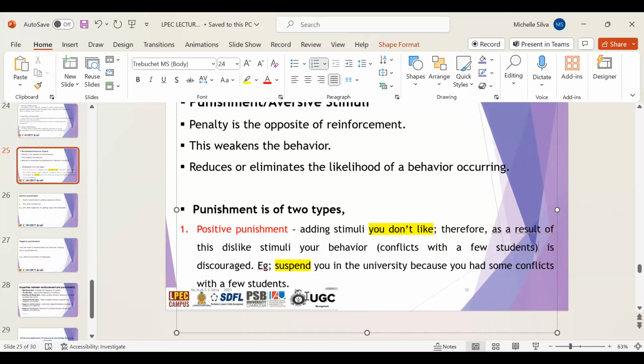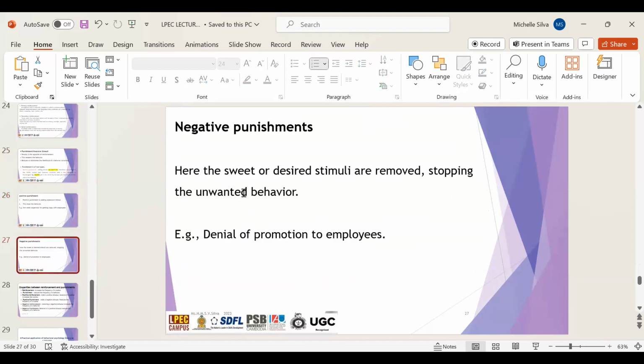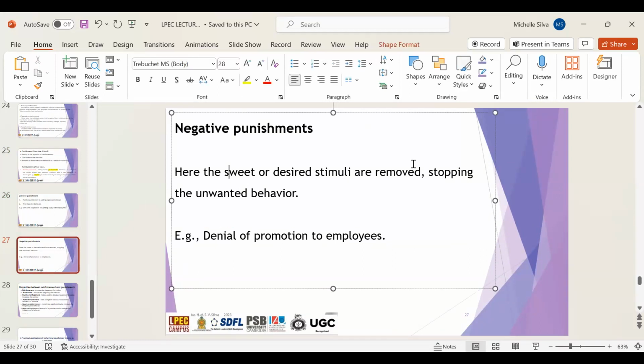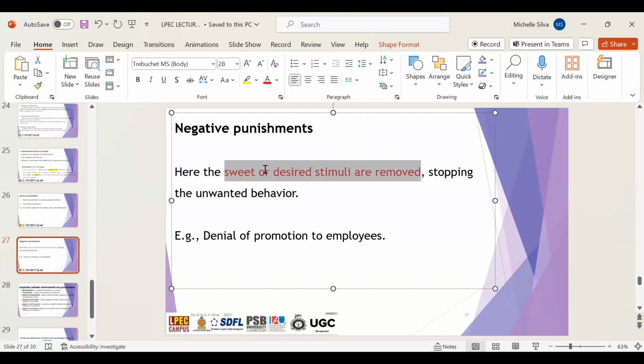But when we talk about negative stimuli, yes, as I explained, positive punishment is adding unpleasant or disliked stimuli to stop the behavior, like a 1 week suspension for getting angry with people. But negative punishment is different: it removes sweet and desired stimuli. Here the desired stimuli are removed, but in the previous case, positive punishment, it adds disliked stimuli.